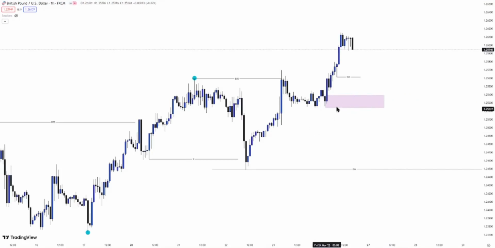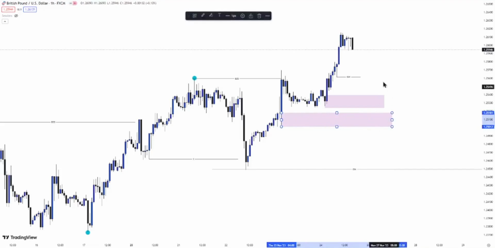Now after this DOB, where is your extreme OB? Is there any extreme OB here? Everything is mitigated here, guys. All right, as you can see, everything is mitigated unless we want to use this. Now this can be used as your extreme OB, because everything is mitigated here. So this can be your extreme OB.